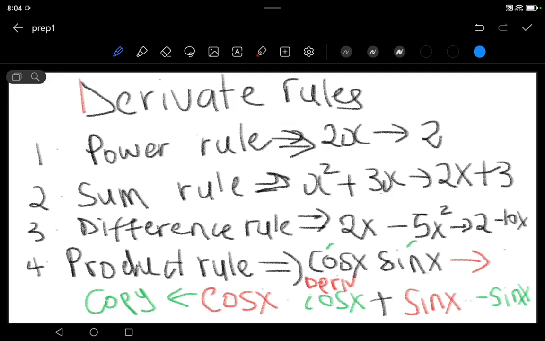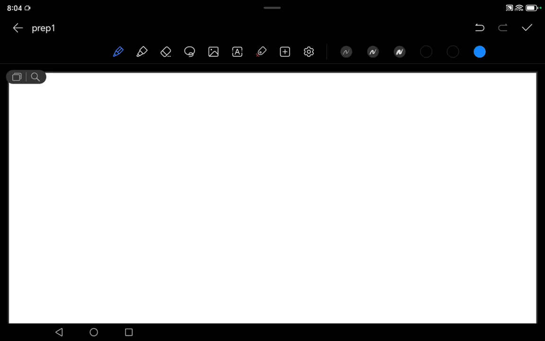And then we also have a quotient rule. Number 5, we have the quotient rule. This one, you're gonna use it a lot. Product and quotient rule, we're gonna use it a lot. You have to master those ones.